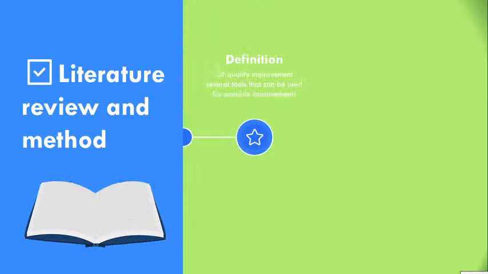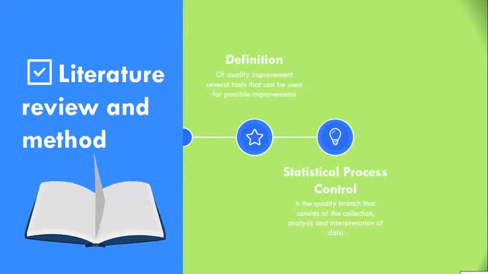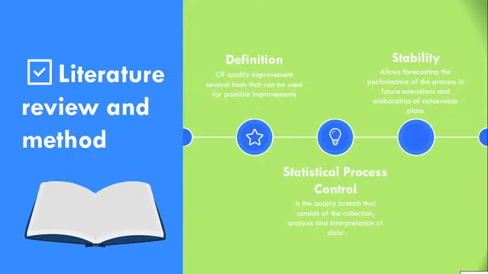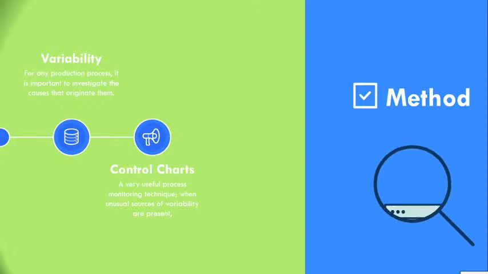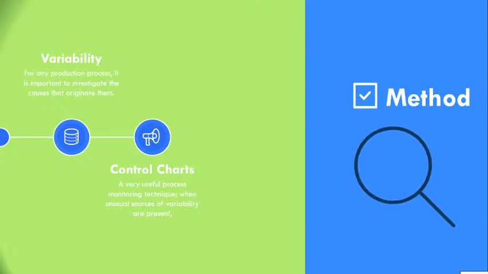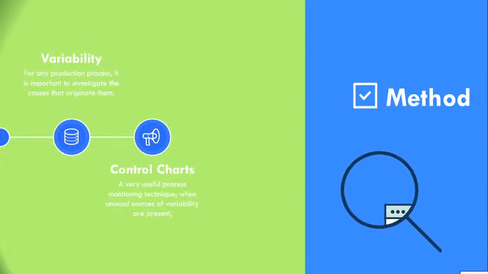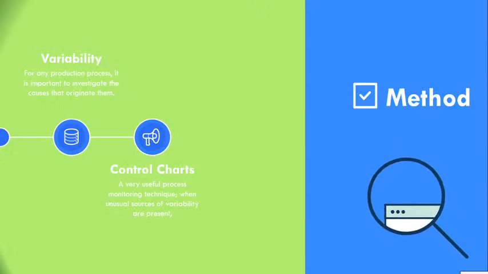Literature review. Quality is defined as one or more desirable characteristics that a product or service should possess. This has become one of the most important customer decision factors in the selection among competing products or services. Statistical process control is the quality branch that consists of the collection, analysis, and interpretation of data. Stability allows forecasting the performance of the process in future executions and elaboration of achievable plans. Statistical control is widely used to understand and decrease the variabilities of the process, with the main objective of bringing the process under control.